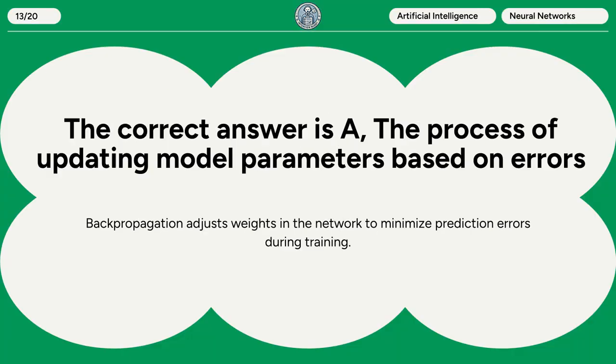The correct answer is A. The process of updating model parameters based on errors. Backpropagation adjusts weights in the network to minimize prediction errors during training.